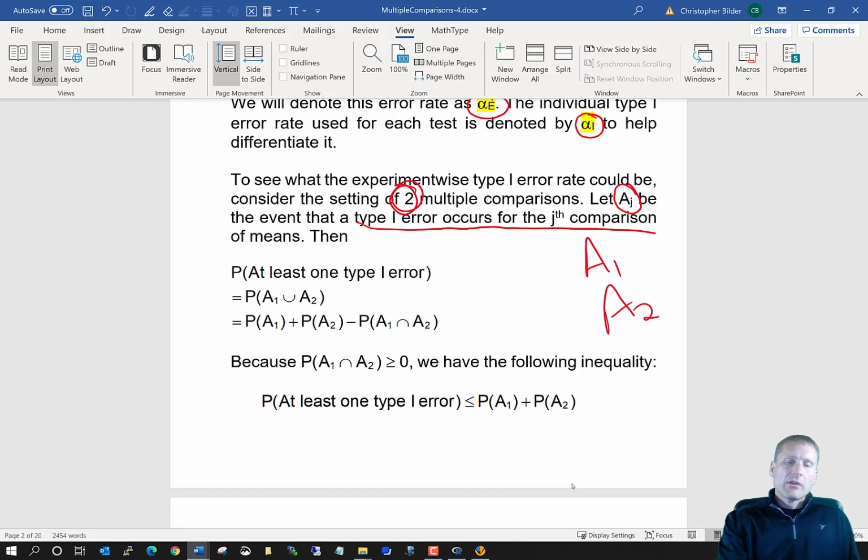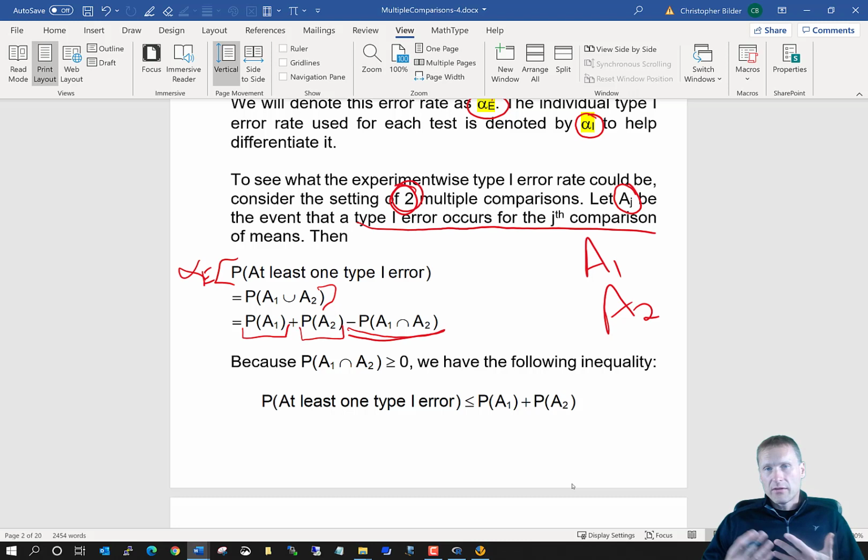Okay, so what's the probability that we have at least one type 1 error? In other words, alpha sub e. Well, we can write it in terms of these events. It's the probability of A1 union A2. So A1 could be true, A2 could be true, or both A1 and A2 could be true. And we've learned previously we could write this probability as the probability of A1 plus the probability of A2, and then we subtract out the probability that both occur, the intersection.